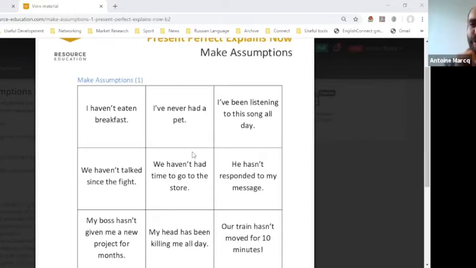Maybe he's looking at your breakfast with hungry eyes. I've never had a pet. What can you assume about the person? Maybe the person is allergic. Maybe the person doesn't like animals. Maybe the person isn't allowed an animal. Parents or wife, husband, there are different assumptions you can make.